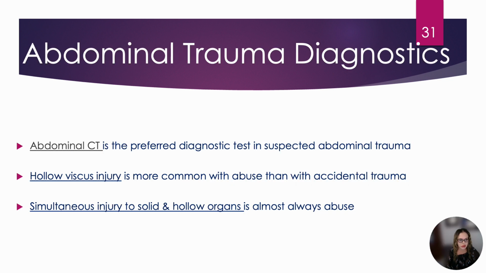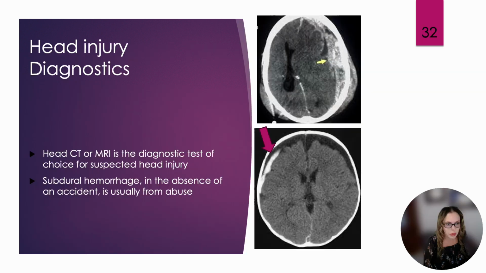Abdominal trauma diagnostics. You want to make sure to get an abdominal CT as the preferred diagnostic test if you're concerned about abdominal trauma. Any hollow viscus injury is pretty much pathognomonic for abuse unless there's a known accidental trauma. Simultaneous injury to solid or hollow organs is almost always abuse.